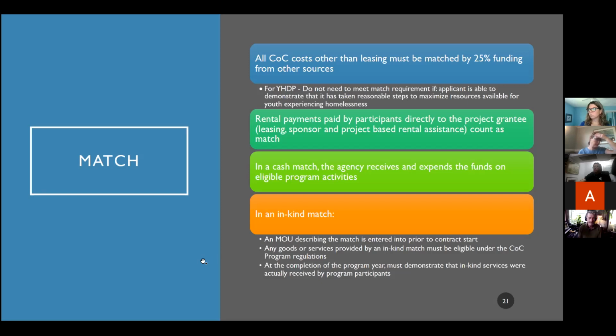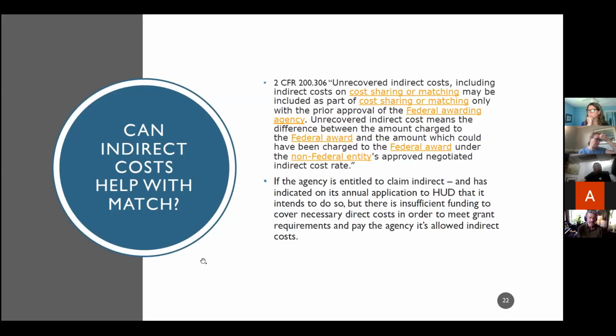Next slide, please. Yes, so this is what we have talked about before, directly from 2 CFR Part 200. It says unrecovered indirect costs may be included as the cost sharing or match, but it requires the prior approval of the federal awarding agencies.